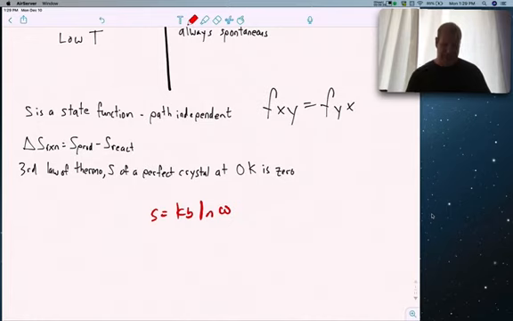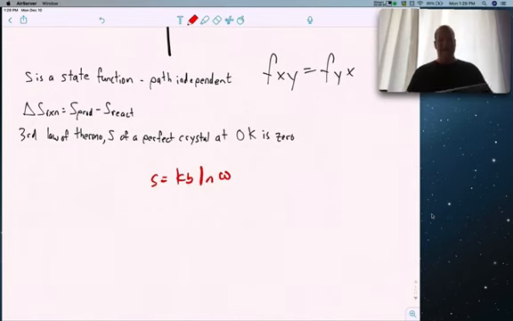And a perfect crystal has one state and it's not moving at 0 Kelvin, that means that omega is 1, natural log of 1 is 0. So S is 0. So that means entropy S is an absolute scale. So it's like Kelvin. Kelvin temperature is an absolute scale as well. But internal energy and H enthalpy and G Gibbs, these are all relative scales.